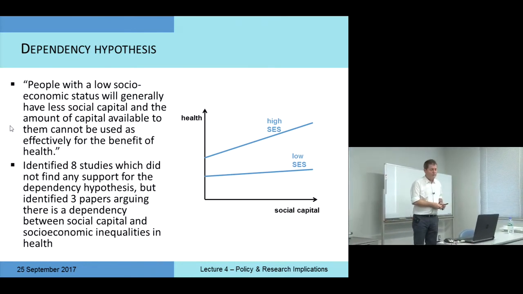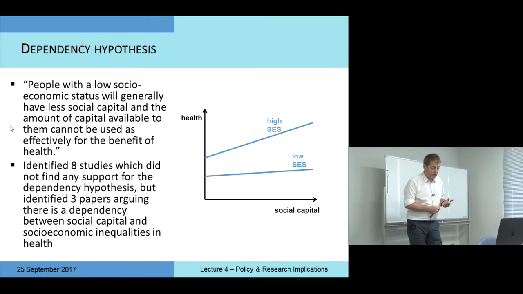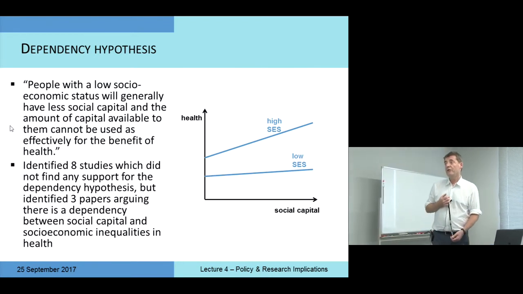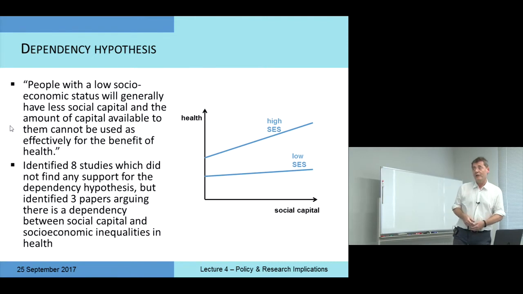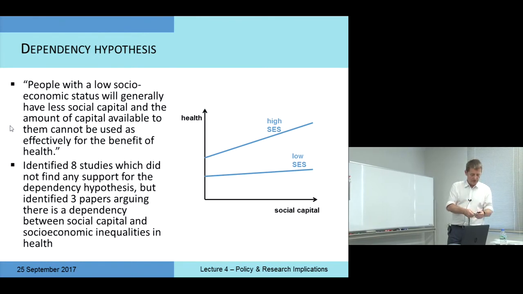So they found 8 studies which looked at this that didn't find any support for the hypothesis, but they did identify 3 studies that argued there was a dependency between social capital and socioeconomic inequalities. So the majority were not finding support for this relationship.